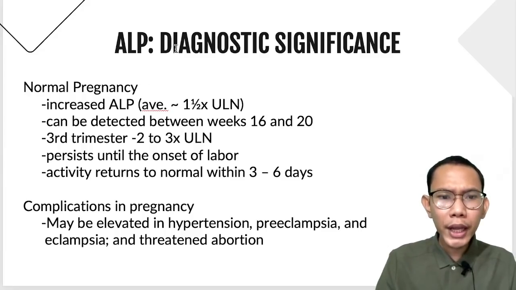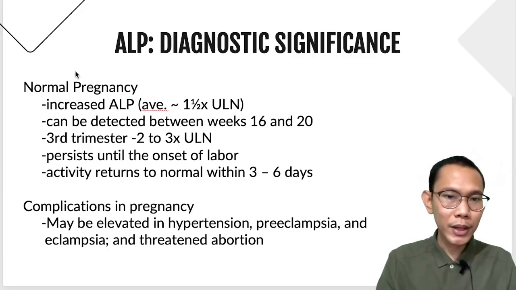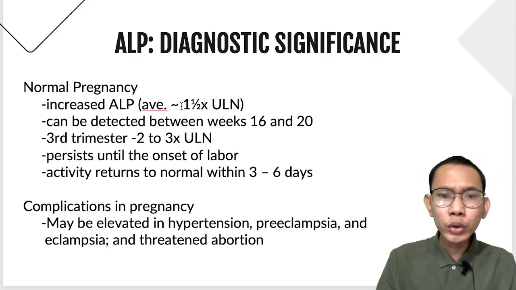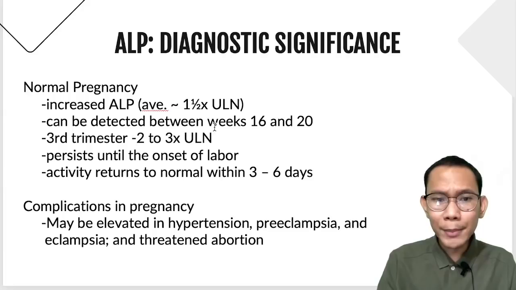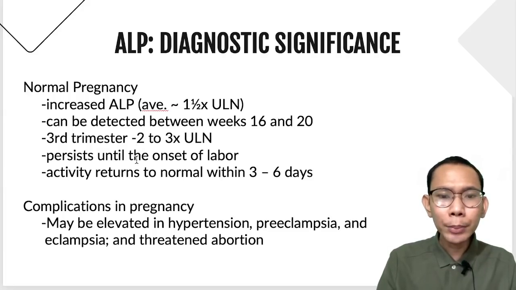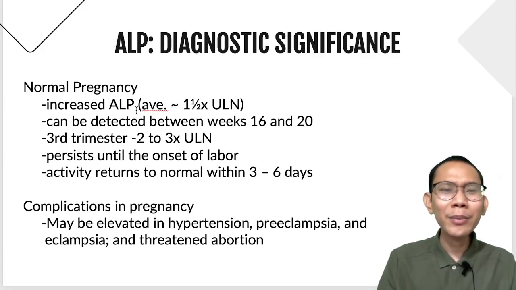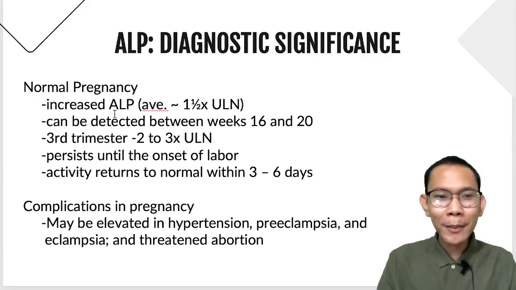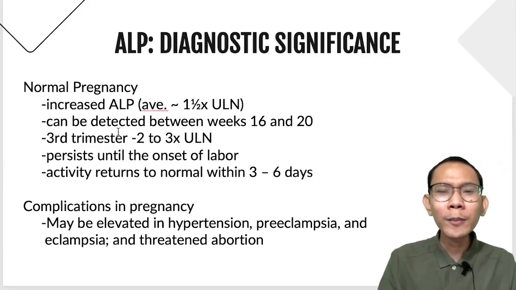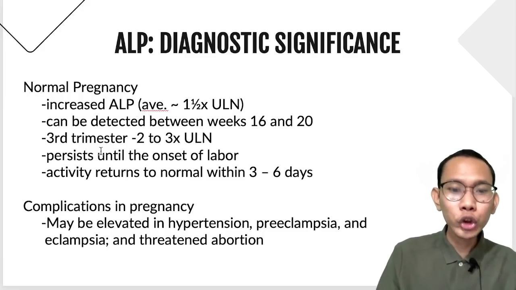We have also, your ALP could be seen in a normal pregnancy. So again, tumataas din ang ating ALP during normal pregnancy, average of around 1.5 times the upper limit of normal. It can be detected between weeks 16 and 20, and in the third trimester, mas tumataas siya, 2 to 3 times the upper limit of normal, and then it will persist until the onset of labor, and the activity returns to normal within 3 to 6 days. But again, we do not test for ALP during pregnancy. Hindi namin yan nire-request. But it's just something to take note that your ALP will increase during normal pregnancy.